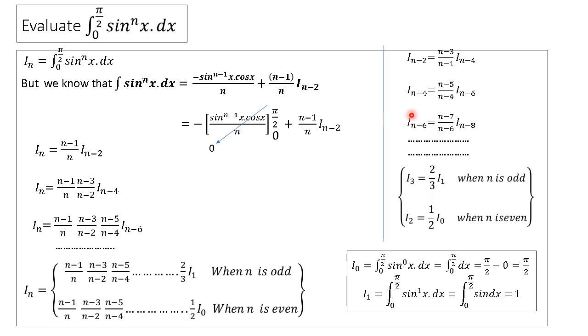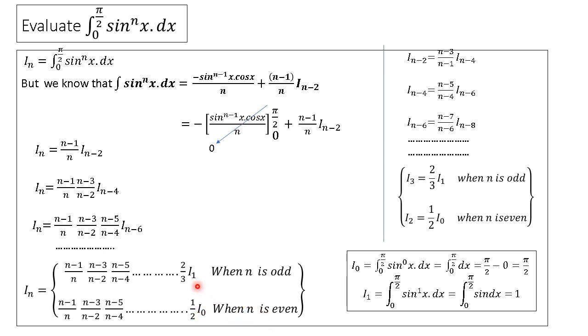Now, combining all these values in this formula, we get I_n equal to (n minus 1) divided by n into I_(n minus 2). Substitute the value of I_(n minus 2) here, and you will get this. Next, we want I_(n minus 4), so again substitute it in this formula. Continuing this way, in the last you will get this equation. It ends with 2 by 3 I_1 when n is an odd number, and it ends with 1 by 2 into I_0 when n is an even number.